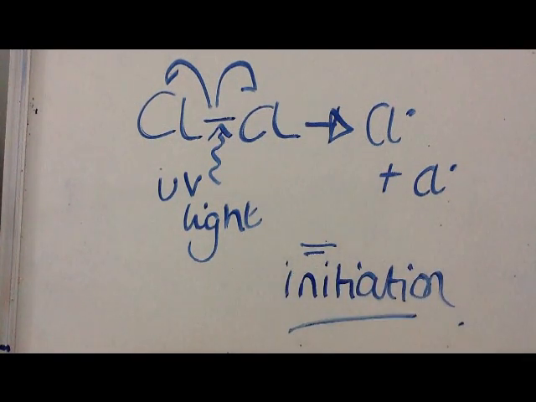And this is our initiation stage. That is it. So our conditions: we need UV light. We draw UV light as a little squiggly arrow like that, and we make our chlorine free radical. Free radicals are so reactive, they are desperate to react. So now we can start our propagation stage.